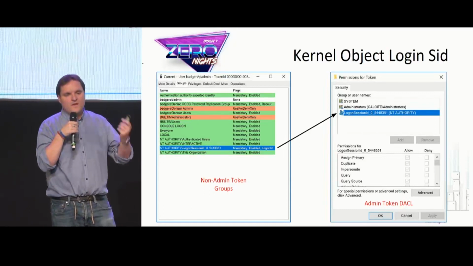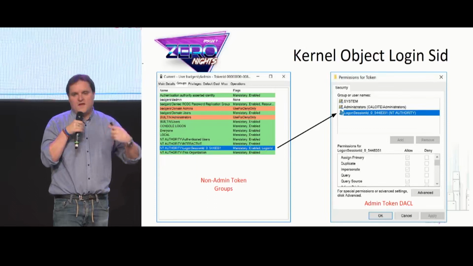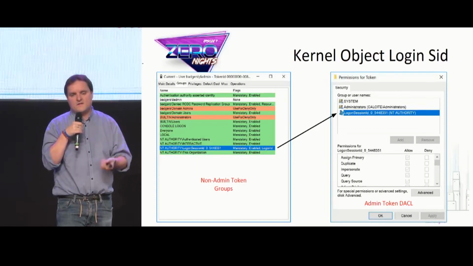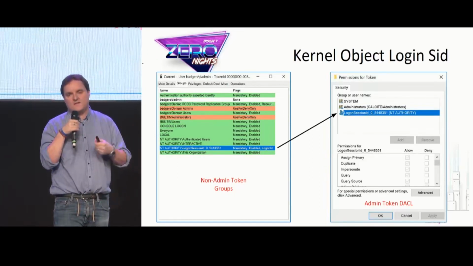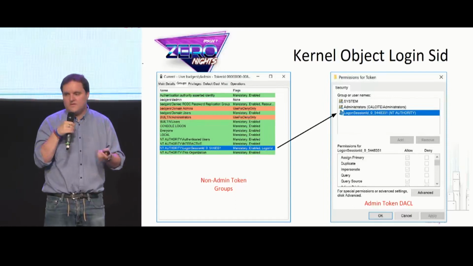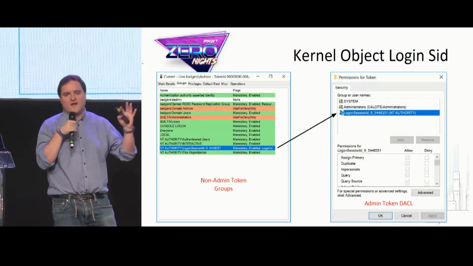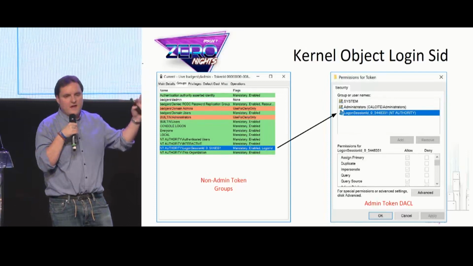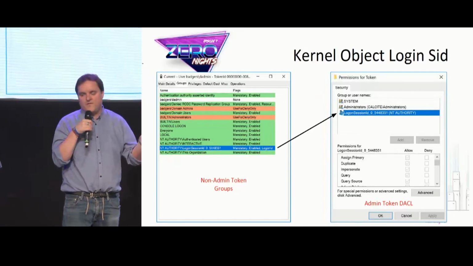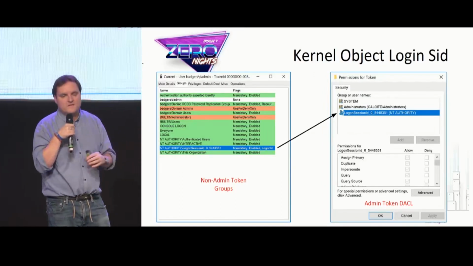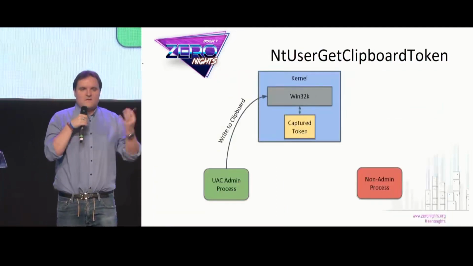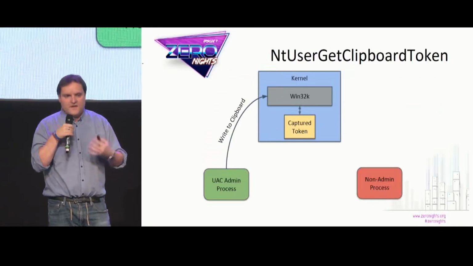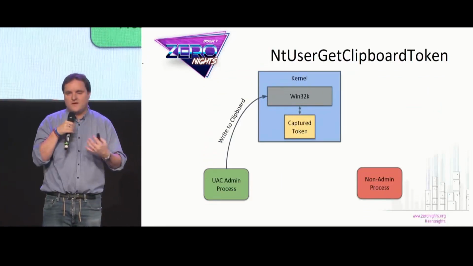But crucially, when you look at a number of kernel resources, in their access control entries, in their security descriptor, you see this logon SID as well, granting that user access to that resource. So in this particular case, we've got an access token, access control list, and we see the logon SID there, which effectively gives almost complete access to that token.